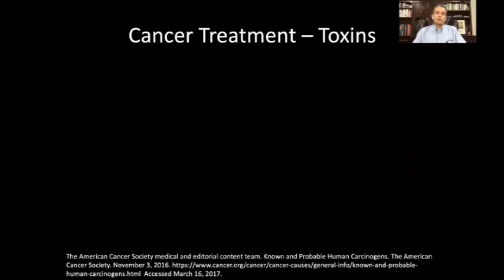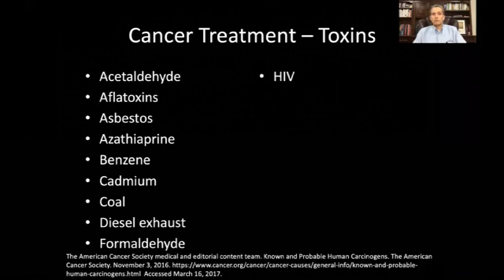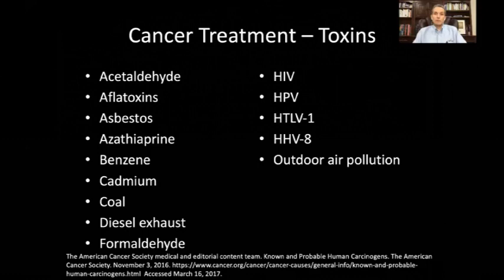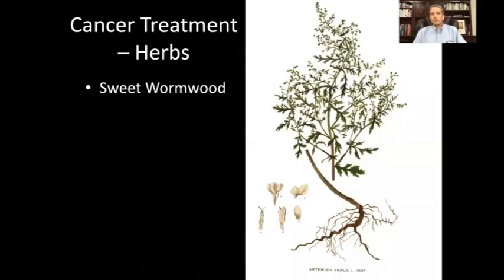There are all sorts of toxins that can cause cancer that you want to avoid, like acetaldehyde, aflatoxins, asbestos, azathioprine, benzene, cadmium, coal, diesel exhaust, formaldehyde. There are infections that can cause cancer, like HIV, human papillomavirus, human T-cell lymphoma virus, HHV8. You've got air pollution, radon, silica dust, trichloroethylene, vinyl chloride, and all sorts of things that are out there that can cause cancer. Try to live in a clean, natural environment.